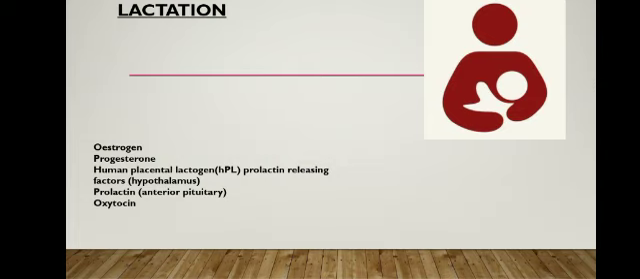Lactation means production of milk from the mammary glands. That is what we call lactation. It is one of the peculiar characters in mammals, to feed their young ones. The mammary glands change during every menstrual cycle, during pregnancy and lactation. Increased level of estrogen, progesterone and also human placental lactogen towards the end of pregnancy.